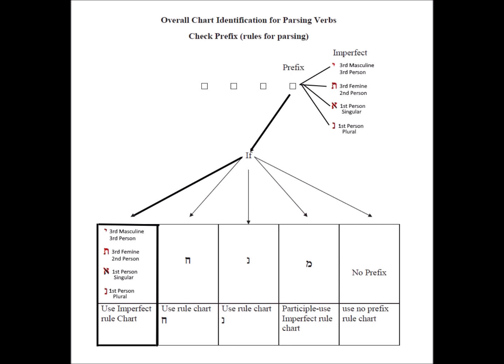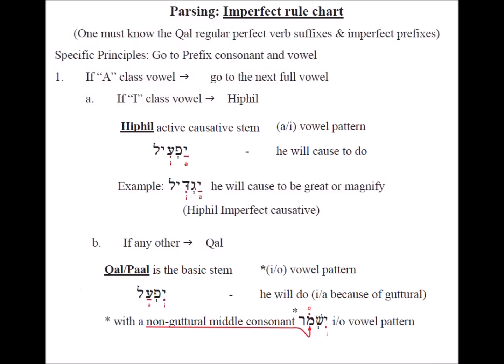Go to the prefix, the yod. If it's a yod, it's third person masculine. If it's a tav, it's third feminine, or it could be second person. If it's an aleph, it's first person singular. If it's a noon, it is first person plural. So let me go through some of these rules that I have written that may help in parsing.